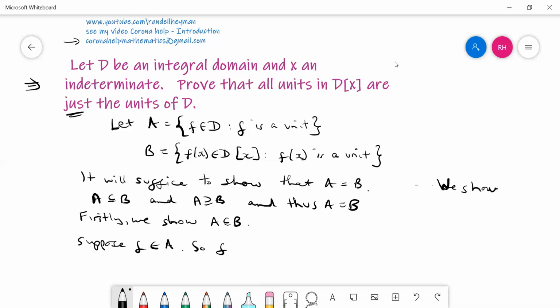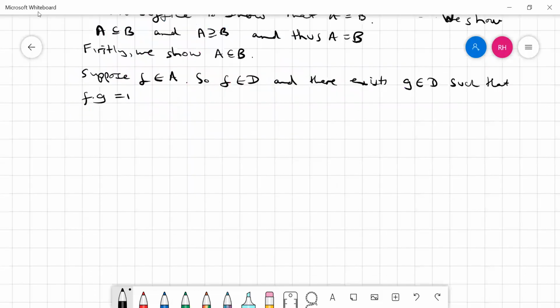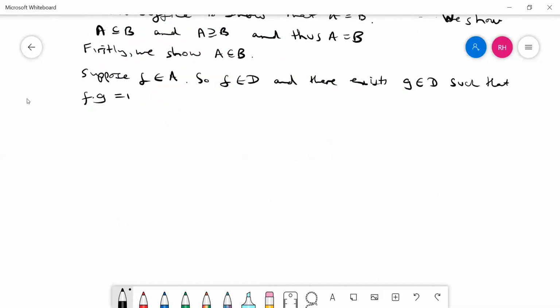So F is also an element of D. It's an element of the integral domain, and there must be some G that's also an element of D, such that F times G equals 1. That's the definition of F being a unit, that it divides 1.